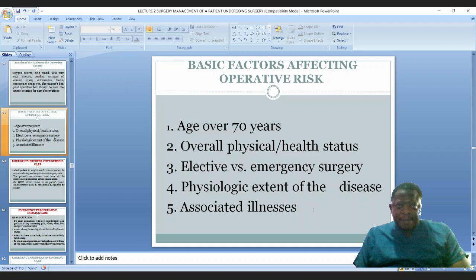Then the other basic factor affecting operative risk is overall physical health and status. If the person that is to be operated on has low immunity, it becomes very difficult to conduct an operation, because as you conduct an operation, the immunity may further go down than the way the situation was before. So overall physical health and health status.